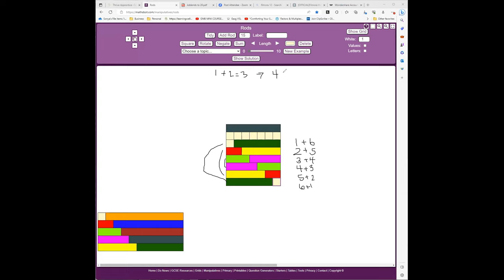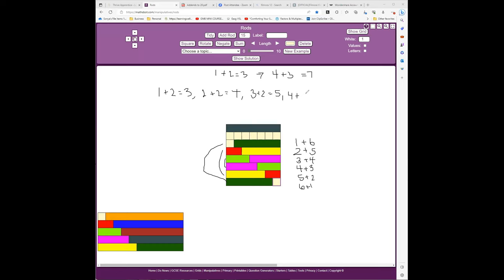So let's just go ahead and start and do 1 plus 2 equals 3. I'll write that down. And if we add one white to the left side, we get 2 plus 2 equals 4. Adding another white, we get 3 plus 2 equals 5. One more white gives me 4 plus 2 equals 6.